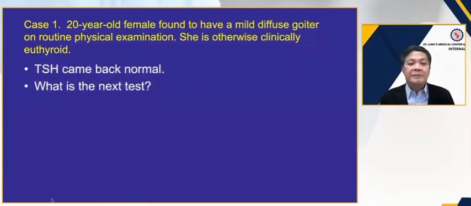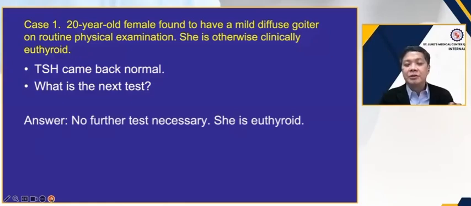So what if the TSH comes back normal? What is the next test? The correct answer is no further test. Okay? Because if you're not going to believe TSH in the first place, you should have requested for a paired test. So TSH came back normal, it's done. The patient is euthyroid. Because clinically, the patient is euthyroid, your suspicion is low. There's no indication that there's pituitary problem here. So TSH normal, the patient is normal, you're done. The patient is euthyroid.